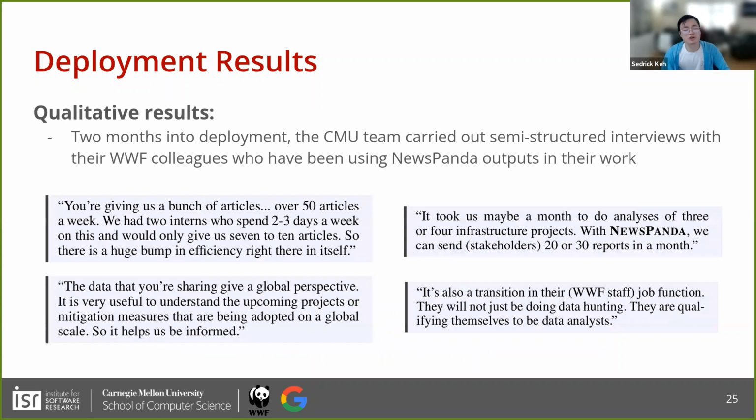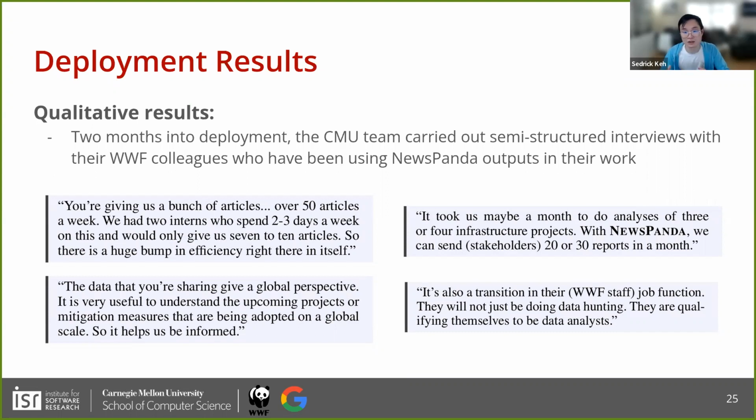We were also able to conduct a survey with WWF to ask them what they thought of NewsPanda. What I'd like to point out here in the first 2 panels is that we're really able to increase their efficiency and their output. So for example, in the first panel, we see that they'd spend 2 to 3 days a week previously on 7 to 10 articles, while now we're able to give over 50 articles a week, which is a really big boost in their output.